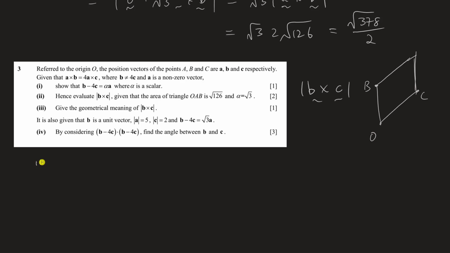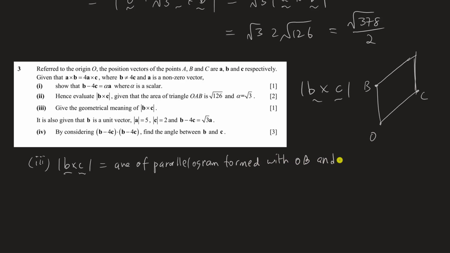So the answer to part 3 is area of parallelogram formed with OB and OC as adjacent sides. That's it for the 1 mark.